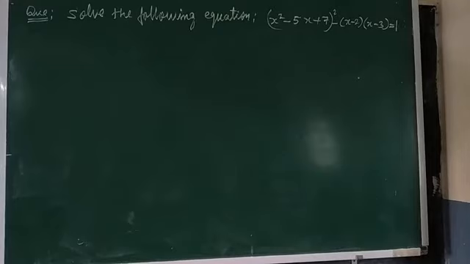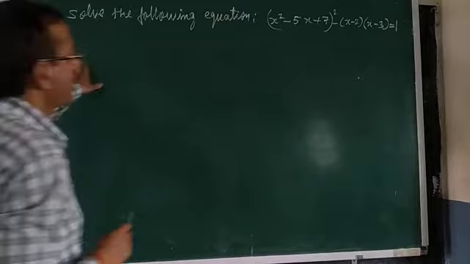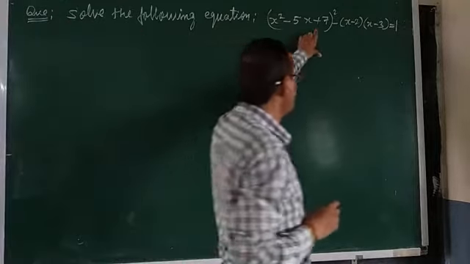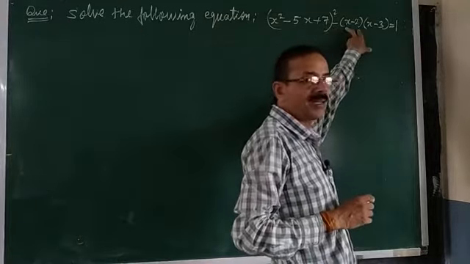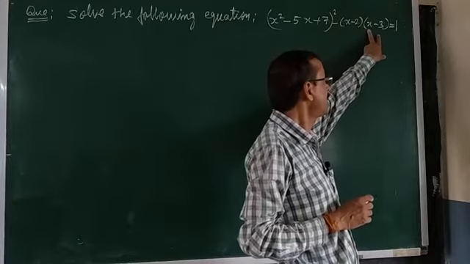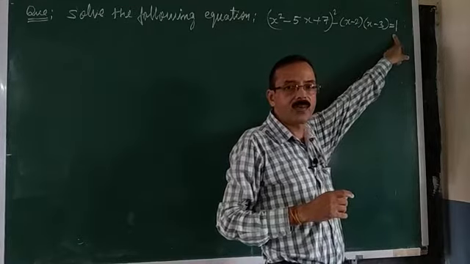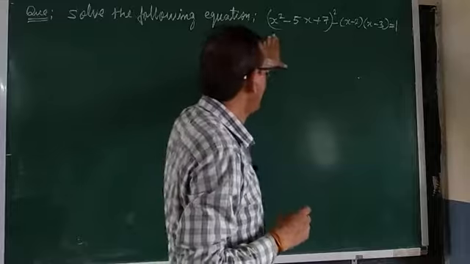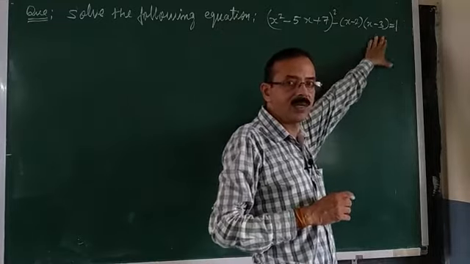Now this is question number 6. Solve the following equation: (x square minus 5x plus 7) whole square minus (x minus 2)(x minus 3) is equal to 1. That is question number 6. We have to find the value of x from this quadratic equation.